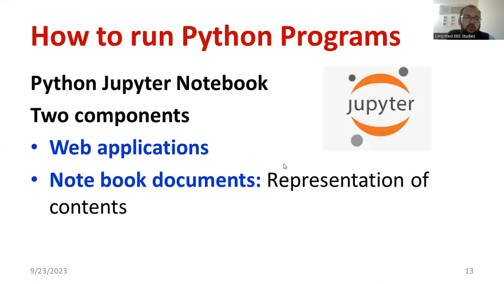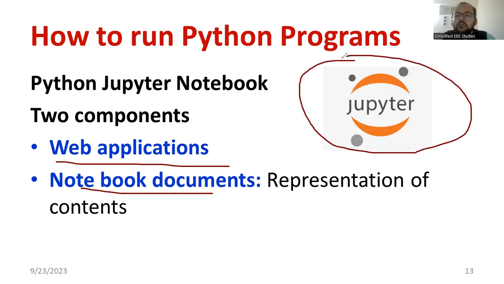So these are the added advantages of the Jupyter Notebook. Now, if I talk about the Python Jupyter Notebook, there are two major components. The first component is mainly dealing with the web applications. Another one is called notebook documents. The notebook documents comprise a set of lines. You can write any number of lines, which means a representation of contents. As you can see, this is the symbol of Jupyter.